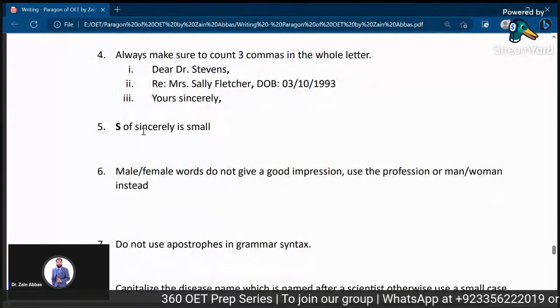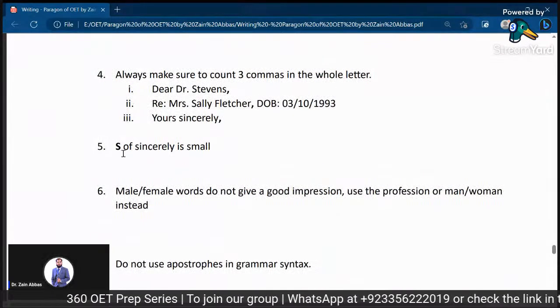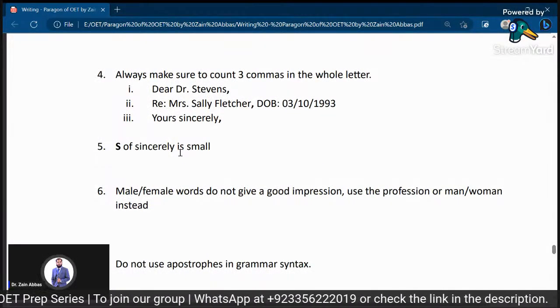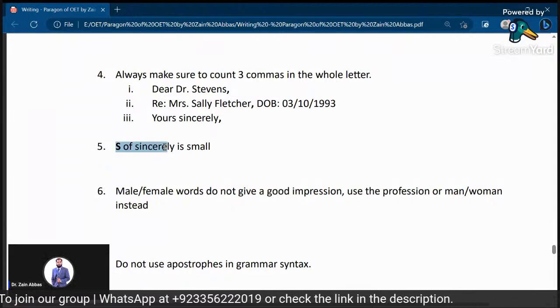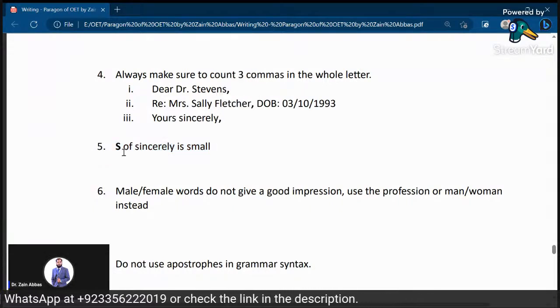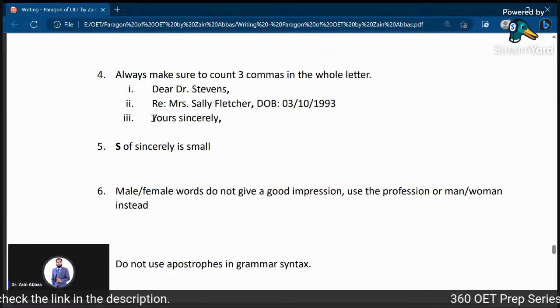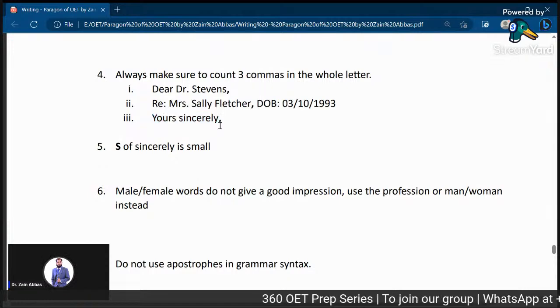The next important point is that the s of sincerely is always small. Don't use the capital case for sincerely, like it's mentioned here. You have to write it in that style so that you can attain the maximum marks.